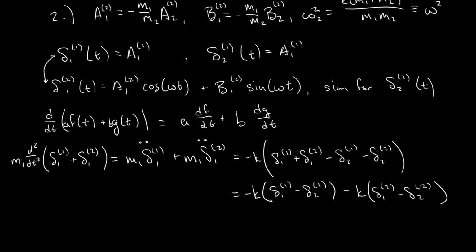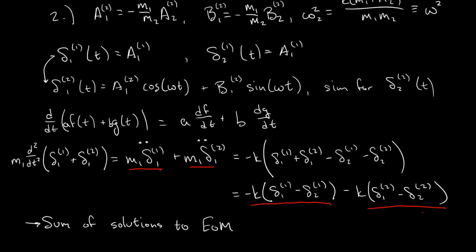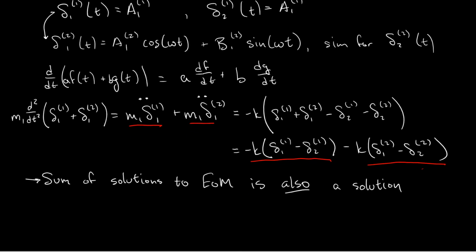Okay, but we know that this and this each satisfy the equations of motion. So this is true with just these pieces, and this is true with just these pieces. So we know that this whole equation has to also be true. So what we found is that a sum of solutions to our equations of motion is also a solution to the equation of motion.